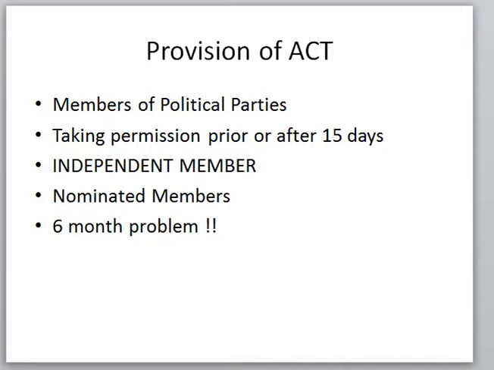An independent member cannot join a party at any given time. There is no provision that he can join a party after 1 year or 2 years. No, there is no provision, so he can't join any political party. But a nominated member can join a political party before the completion of his 6 months in that particular House. Just remember this, as it is something confusing and you might expect a question on it.